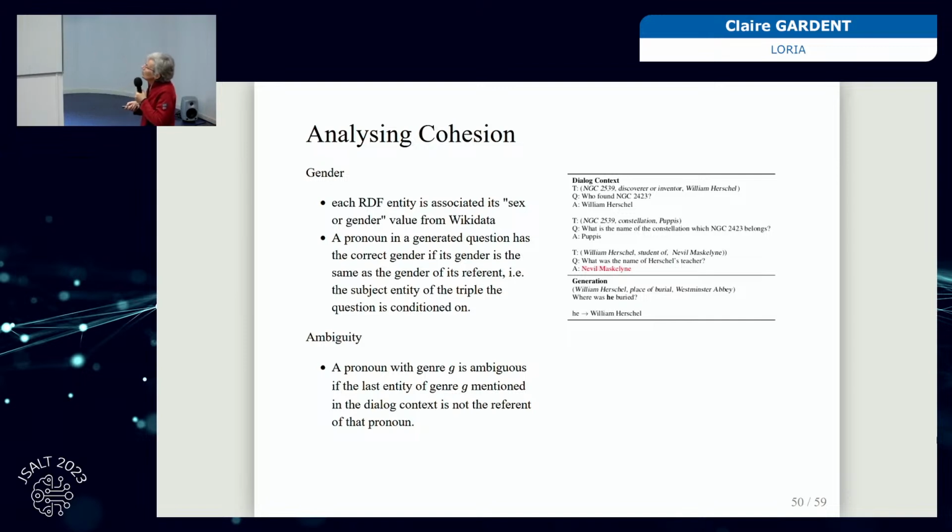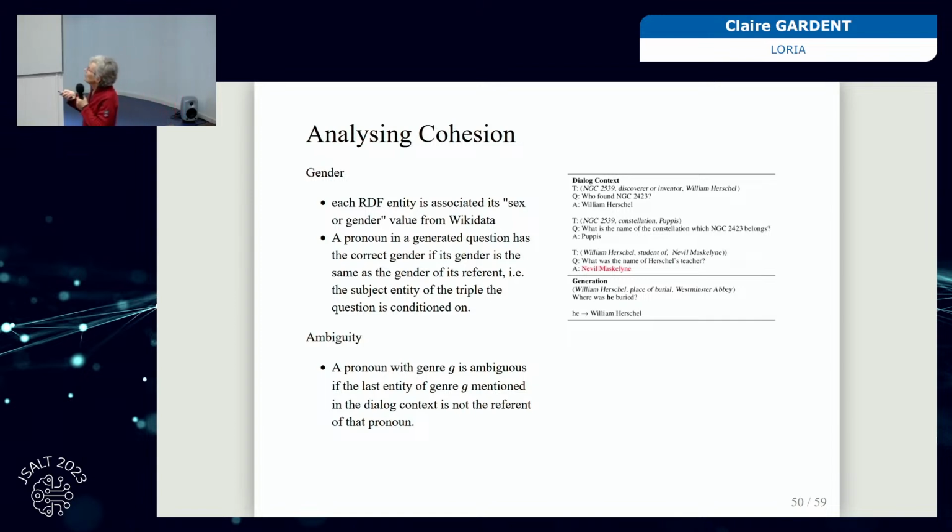And the final thing we did was look at pronouns. Because the question is associated with a triple, and the question is always about the object, if there is a pronoun in the question, it has to refer to the subject of the triple. The subject of the triple is an entity in Wikidata, so we know its genre from the knowledge base. So we can check whether the genre of the pronoun is actually correct.